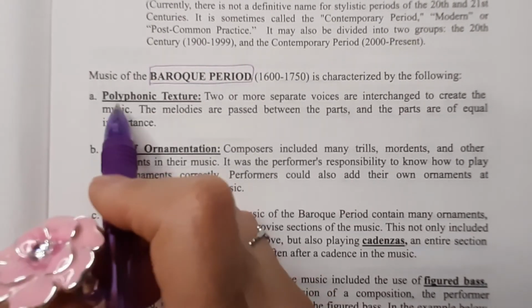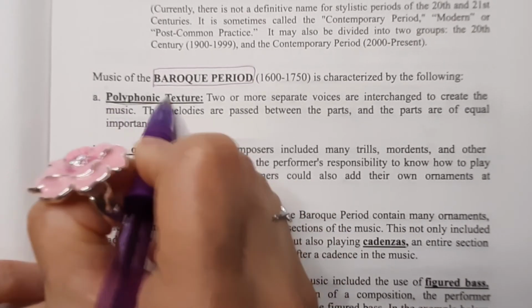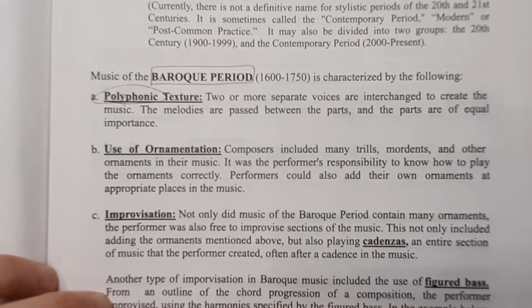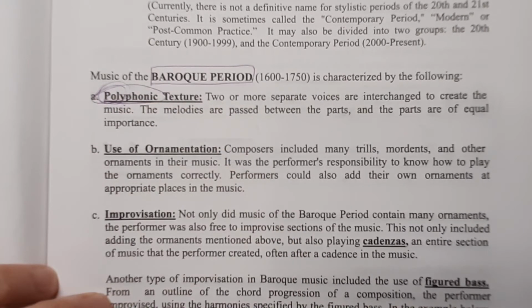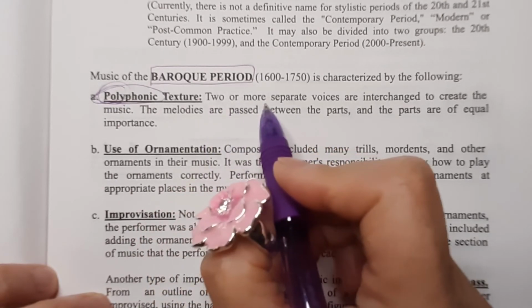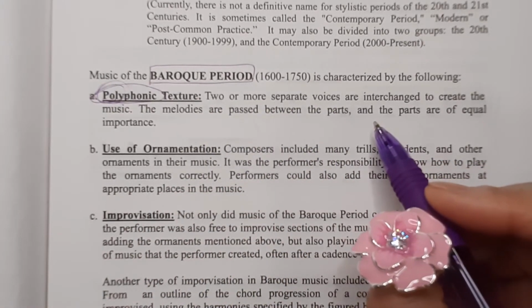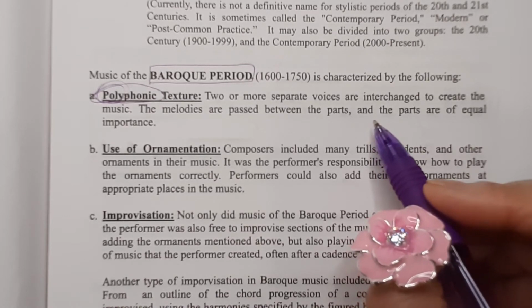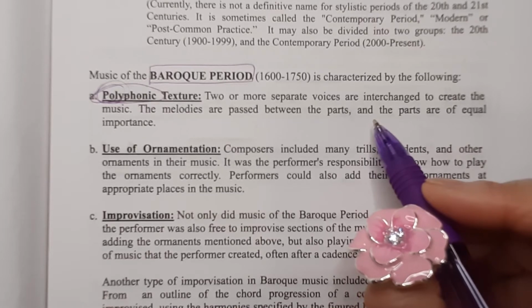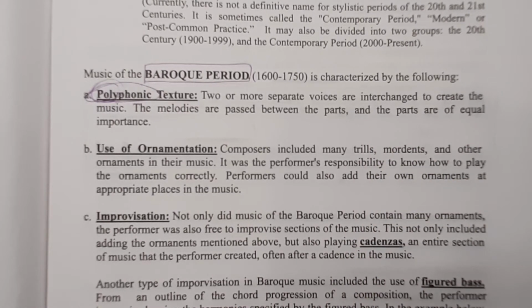Okay, polyphonic texture. Can you say polyphonic? It's not homophonic, it's polyphonic. Poly means many, so it's two or more separate voices. Like Bach pieces, there are many voices, like five voices, four voices. We've seen those before, right? It's all melodies, no accompaniment. That's why it's so difficult to play Baroque pieces.